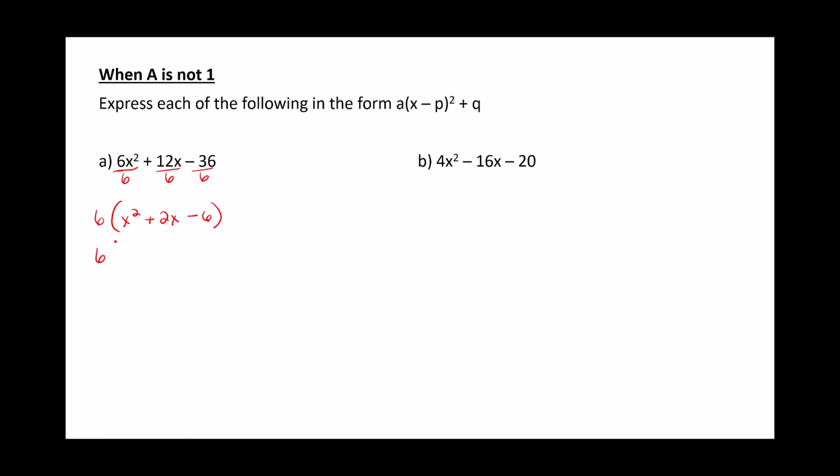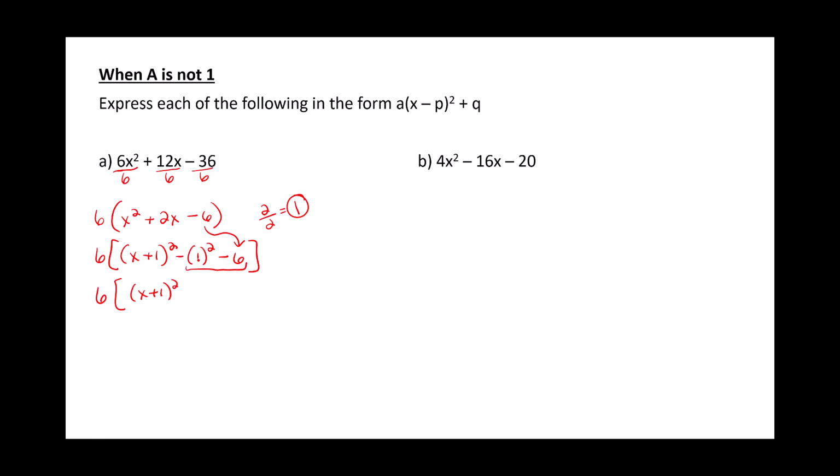And now we're going to work with the inside just like normal. So we're going to leave the 6 out here. We're going to take this b, this positive 2, and we're going to divide by 2, which gives us 1. So we're going to write x plus 1, since that's a positive 1, squared. But then we're immediately going to subtract that same value squared, and then we're going to bring this negative 6 down inside our bracket. So now we have the 6 out front still. We're going to have x plus 1 squared, and then we're going to do this math.